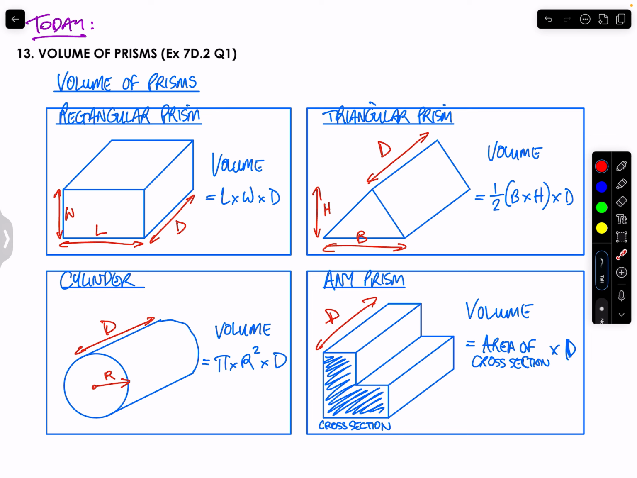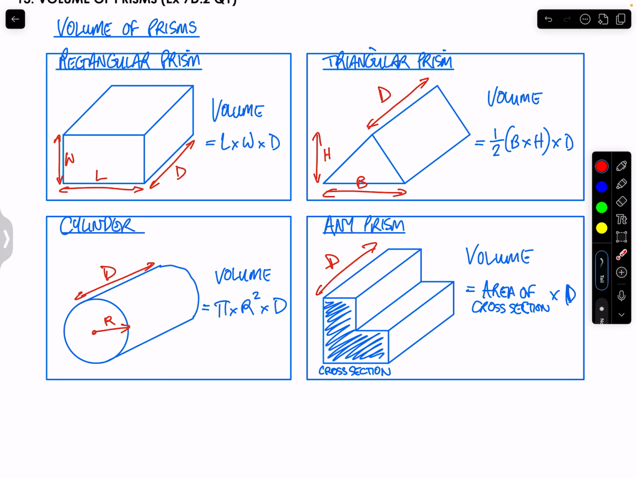Just like this. In previous questions, you found the area of a triangle is half base times height. Once you've found the area of the triangle, you times it by the depth, and that will be the volume in cubic units. The area of a circle is pi times the radius squared, so you find the area of the circle on the end, and then you times it by the depth, and that would be the volume of the cylinder.